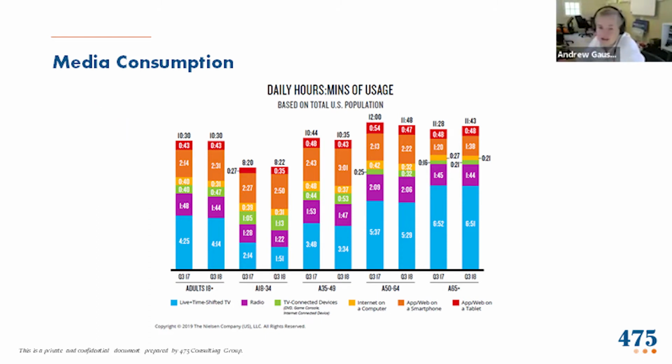So that is older groups. You have the blue bars at the bottom, that's TV or time-delayed TV. But see these orange bars? That's app and web on a smartphone. The lighter yellow is internet on a computer. So even in the 65 plus group, over on the far side here, you have people consuming over an hour to almost 2 hours of internet, whether it's on a computer or on a smartphone.